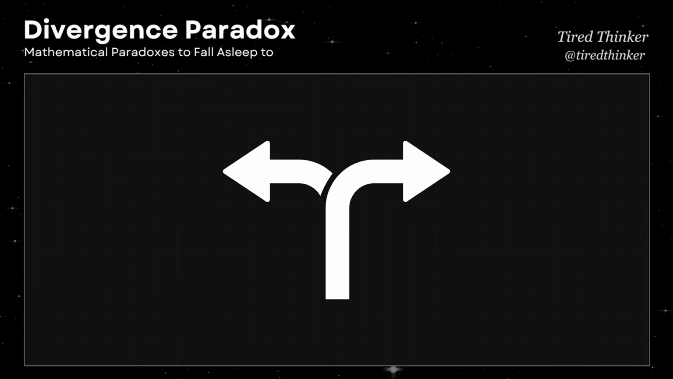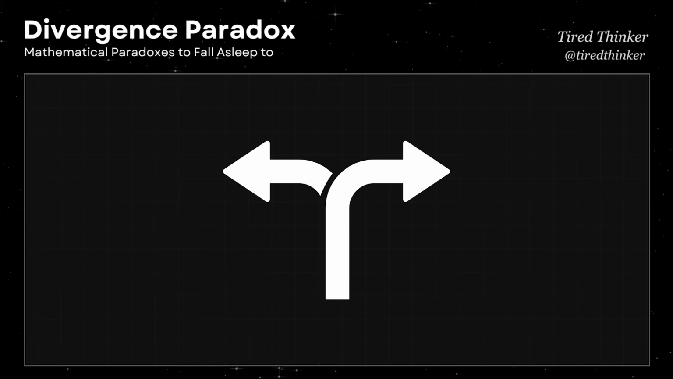Another example appears in nature. Some populations of animals or bacteria grow in a way that looks like the harmonic series. Each new generation is slightly smaller than the last, but the total population keeps increasing. This can cause ecosystems to reach a breaking point when they seem like they should stabilize.